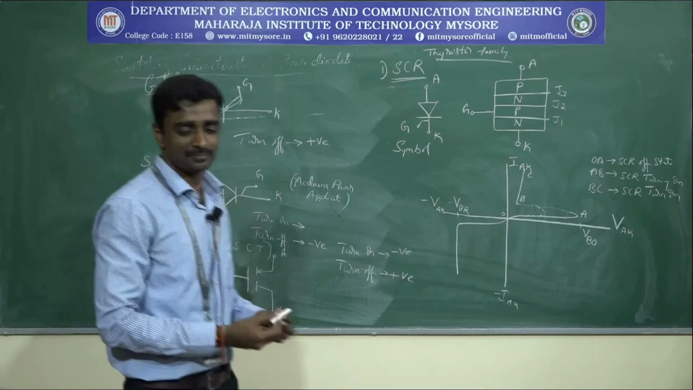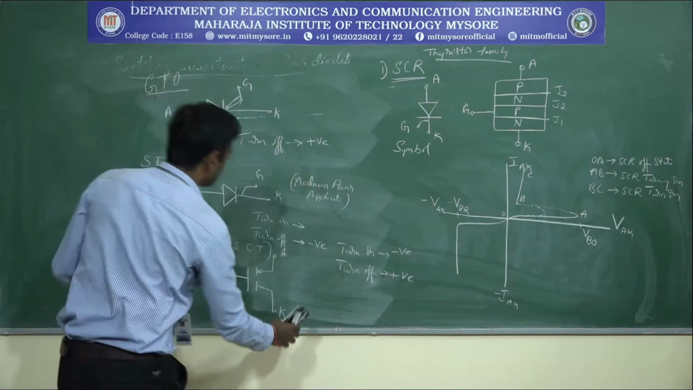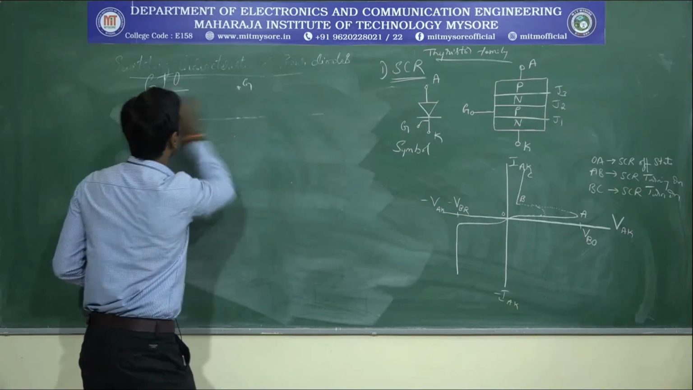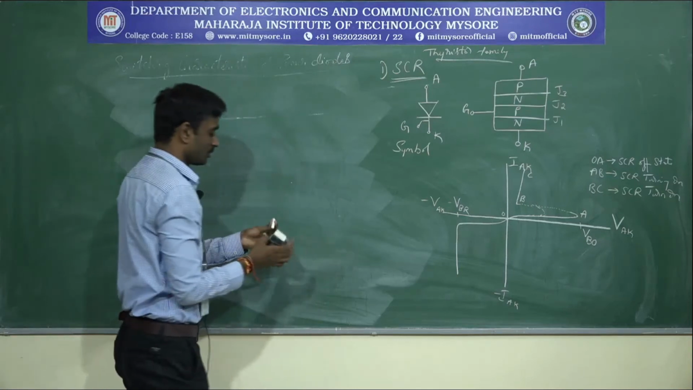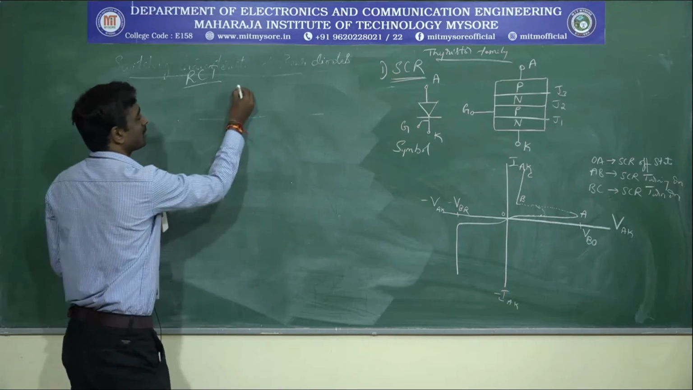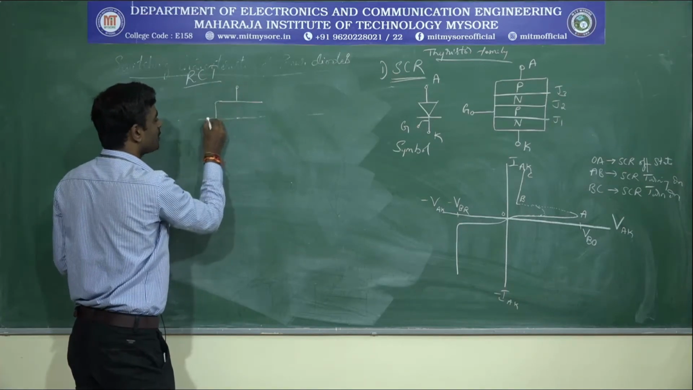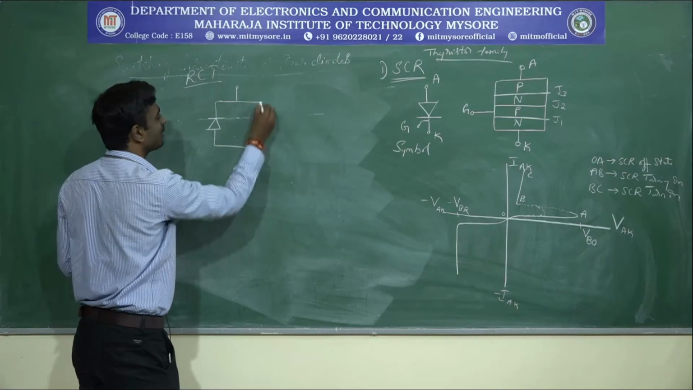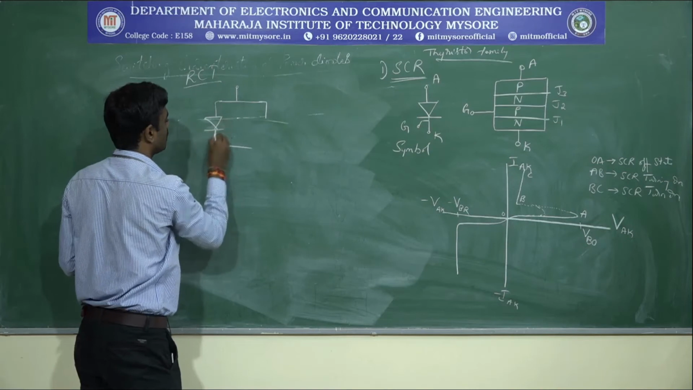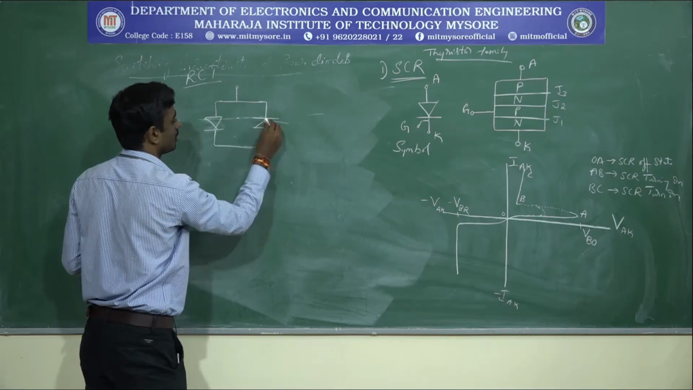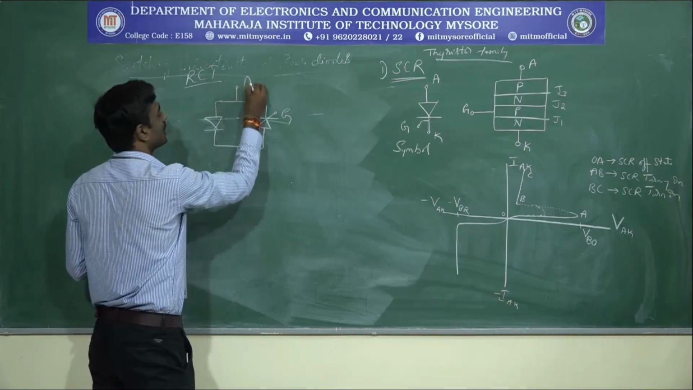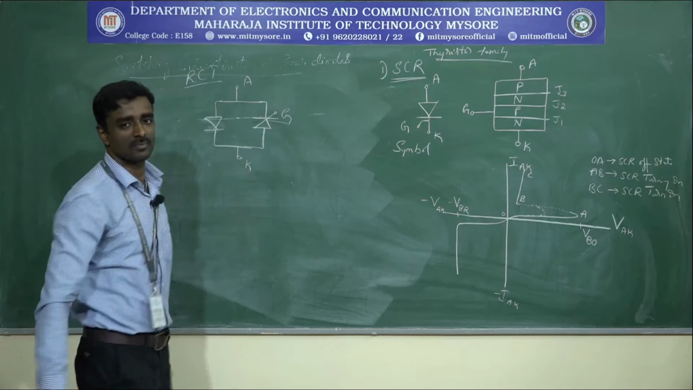And next one will be the RCT. If you consider the RCT, that is the reverse conducting thyristor. In this case, the symbol of the reverse conducting thyristor uses two anti-parallel diodes. These are the two diodes through which the current will flow from anode to cathode.